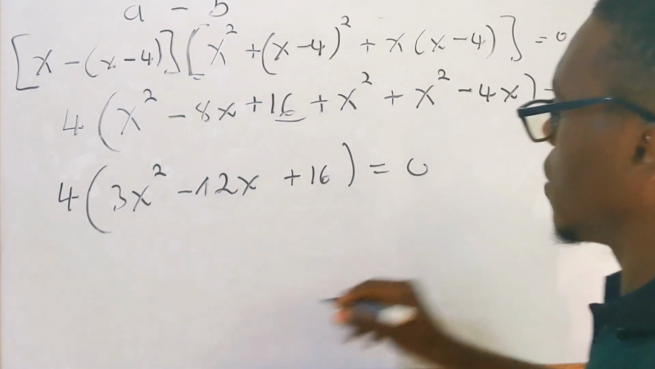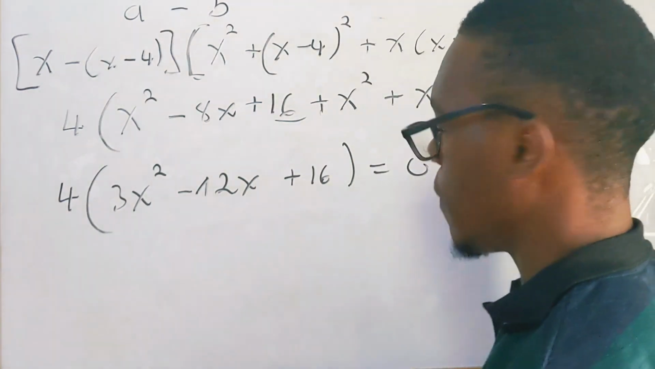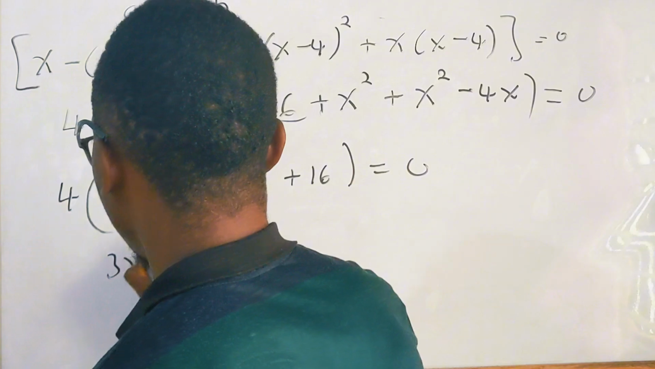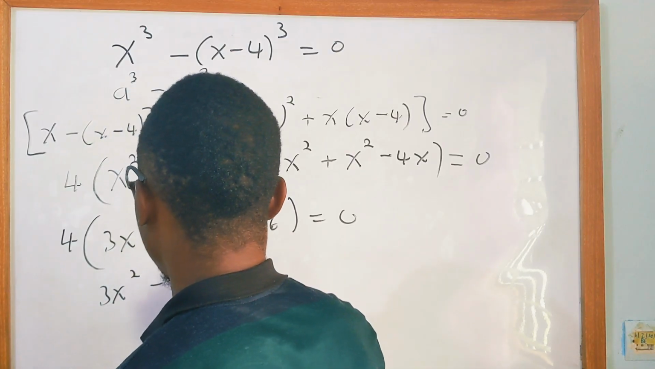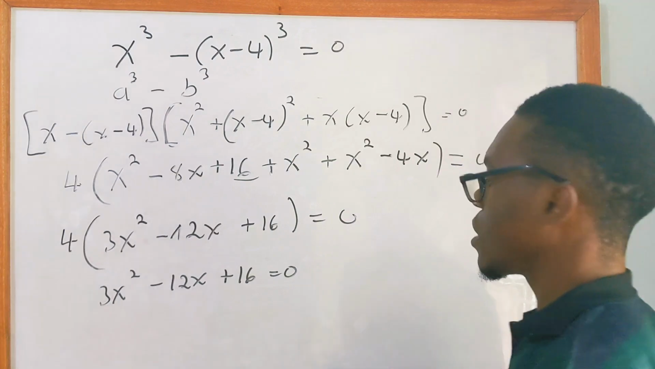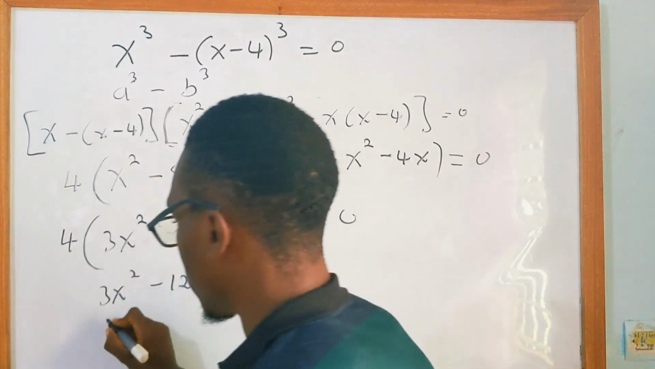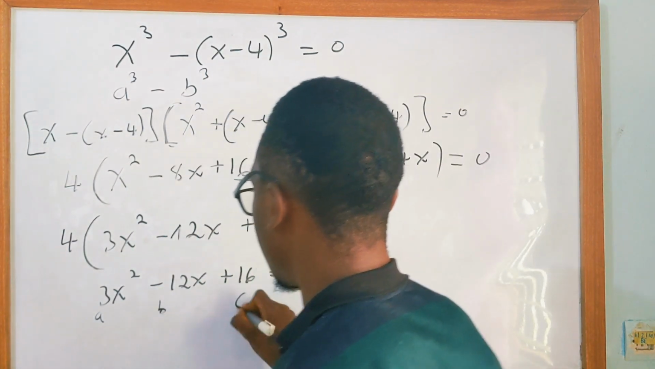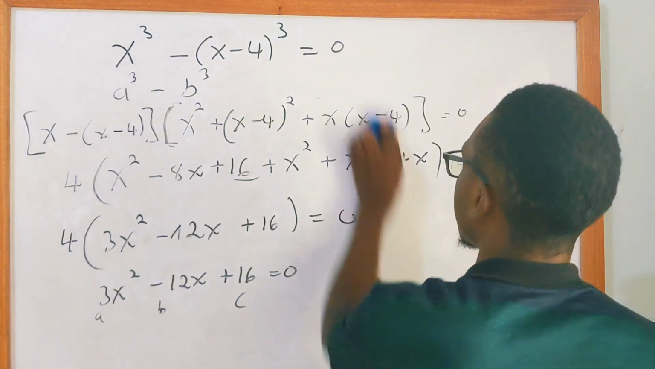Okay, and you can divide all through by 4 to have the 4 going out. We are going to be left with what? 3x squared minus 12x plus 16 is equal to 0. You can use the quadratic formula to solve for x here, taking this as a, b, and c. And the formula is what? Let's do this here.